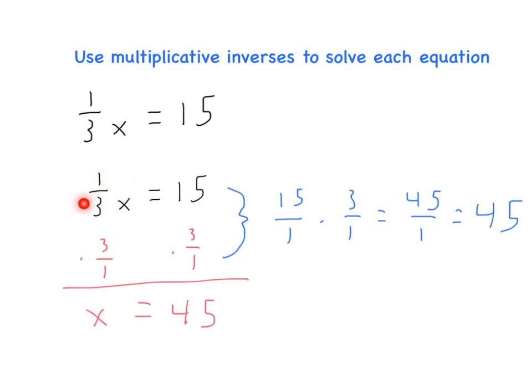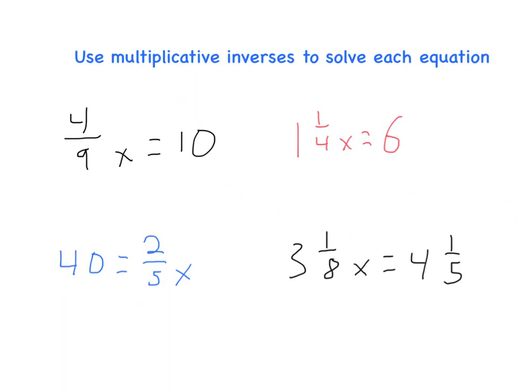Over here on this side, I know that 1 times 3 and 1 times 3 is going to give me 1, and we don't need to write 1x, so I just have x. I'm left with x equals 45. I plug it back in to do a quick check, and I say 1/3 times 45 gives me 15. And in this case it does, so I know it works.